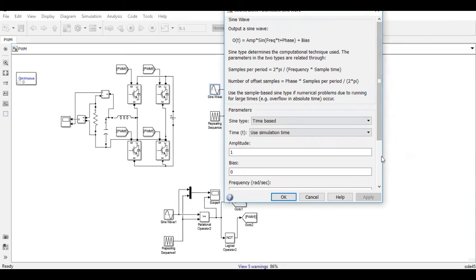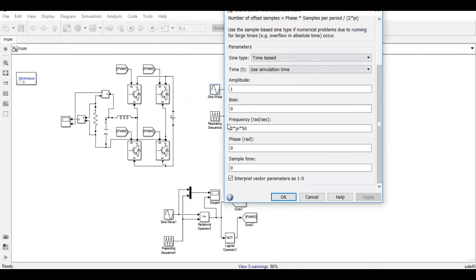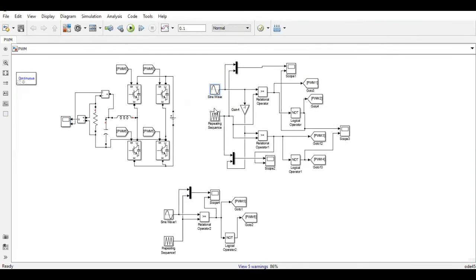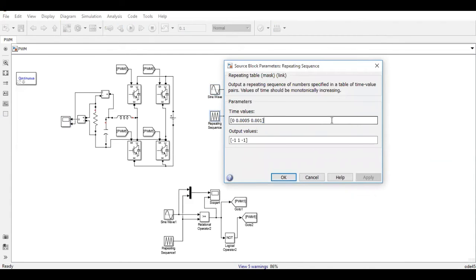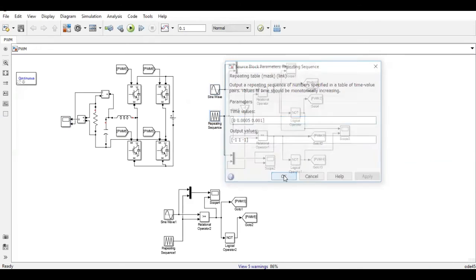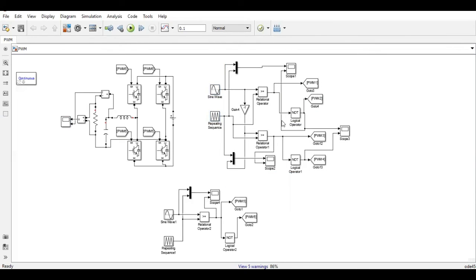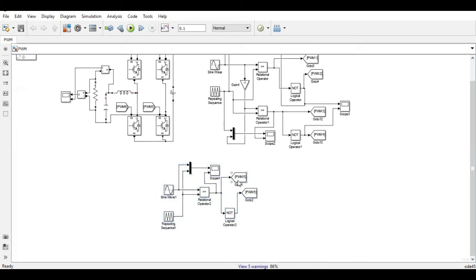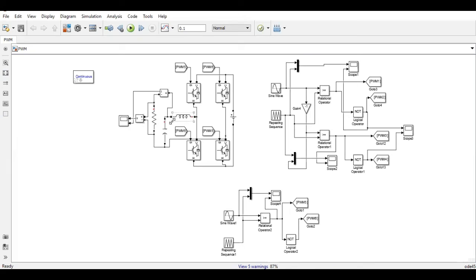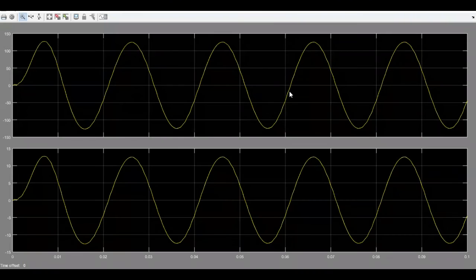All other switching values can be seen. The amplitude of the sinusoidal reference waveform is 1. Frequency is 50 Hertz. Similarly, we can see the repeating sequence. This is how the repeating sequence can be generated, and this is a bipolar PWM technique. If I rename my PWM signals to PWM5, PWM6, then these signals will be used, and these are the signals generated by the bipolar PWM technique. So now I have connected the filter components. Now I will run this simulation again, and if we see the output, it is a pure sinusoidal waveform.